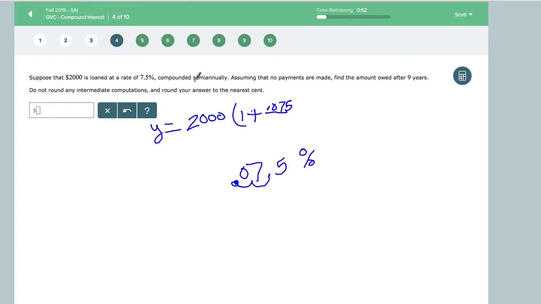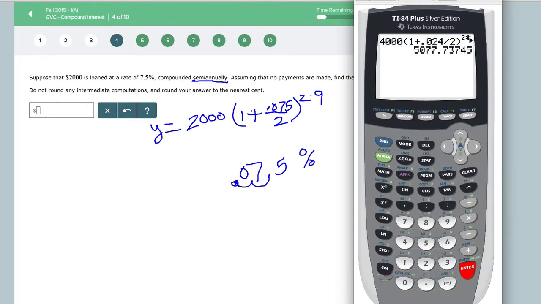And then we are compounding semi-annually, so that's twice every year, assuming no payments are made. How much money is owed after 9 years? So times 9 years. And again, we can now just put it onto the calculator.